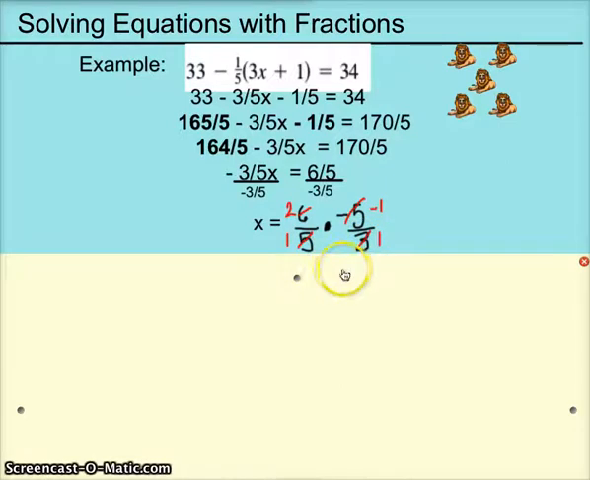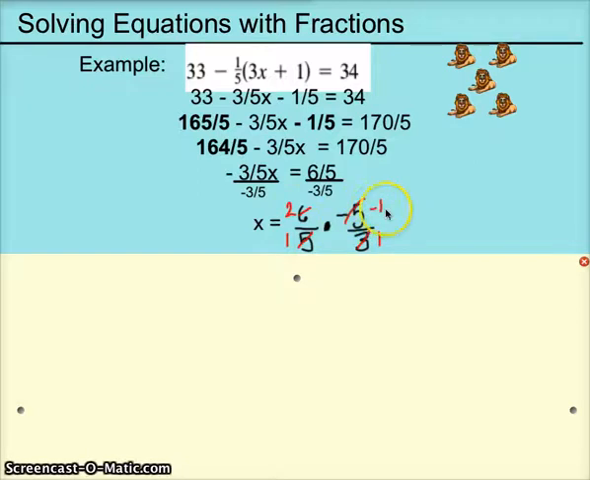Now we're going to cross cancel a bit to simplify. So I see that I can divide diagonally by 3. 3 goes into 3 once, and 3 goes into 6 twice. And I'm going to do the same thing over here. I'm going to cross cancel. 5 goes into 5 once, and negative 5 goes into 5 negative 1 time.